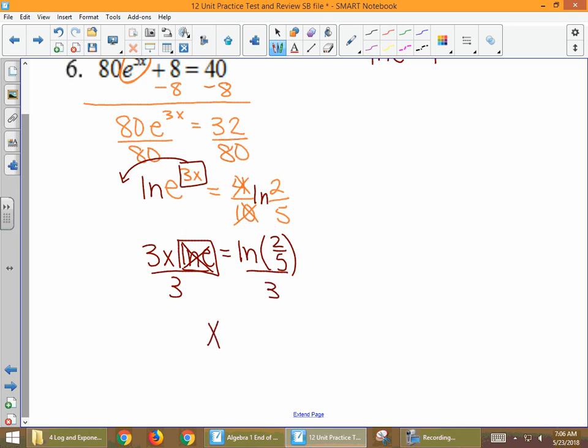Now, if that was a multiple choice problem, you could see that written 2 ways. I would probably write that as 1/3 ln of 2/5. But if you write it all divided by 3, that is correct as well.